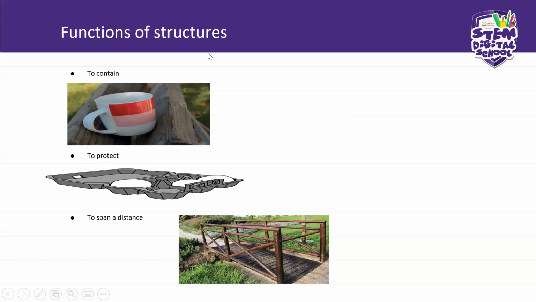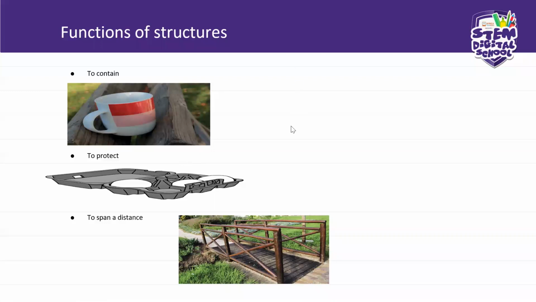Pardon, ma'am, what was the question? I'm asking a question. What is the function of a house? For shelter. What is the function of a shelter? Is it to contain, protect, or span a distance? To protect. The shelter protects us from natural elements. Yes, to protect. You're right.